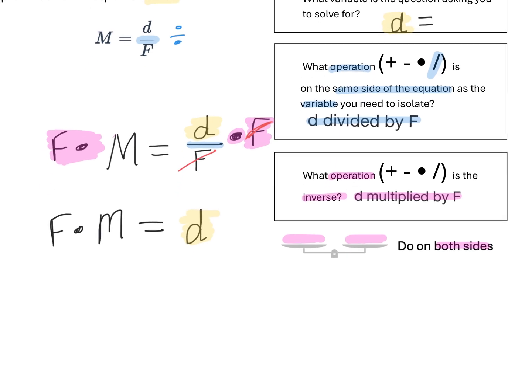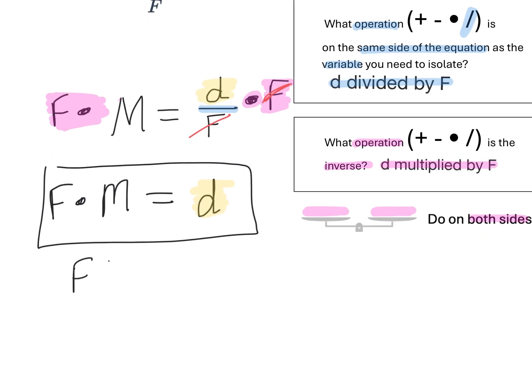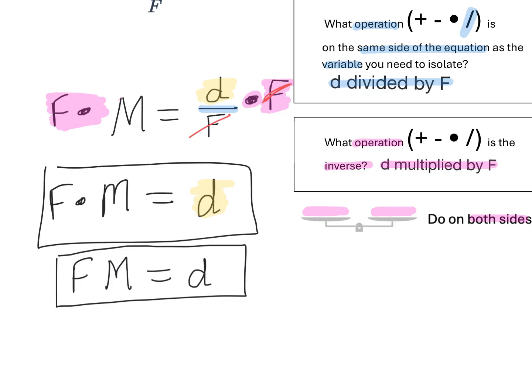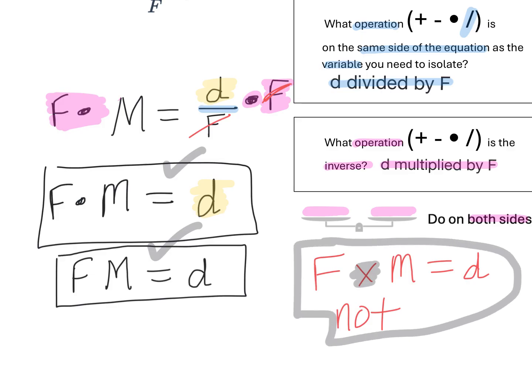And I should note that even though this is correct, I could also write it like this, just with the F and the M next to each other, because that is another way of saying multiplication. The only way I can't write it, use your red pen for this, I can't say F times M with the X, because remember that this is an easy way to get it confused with the letter X. So either of these options is okay, but do not write it this way.